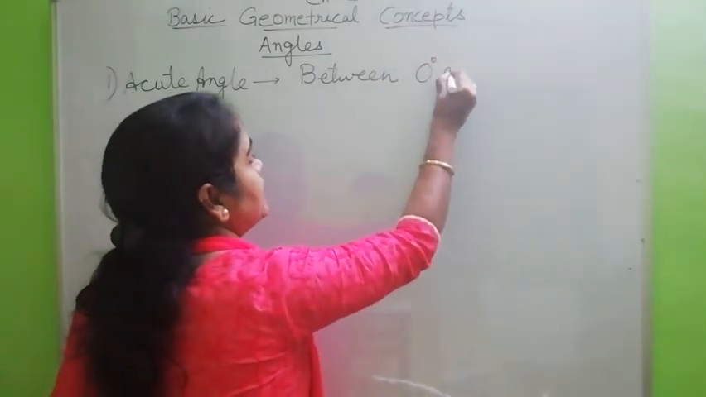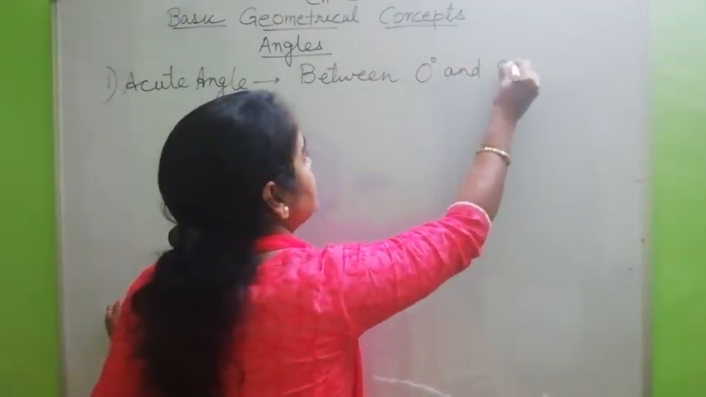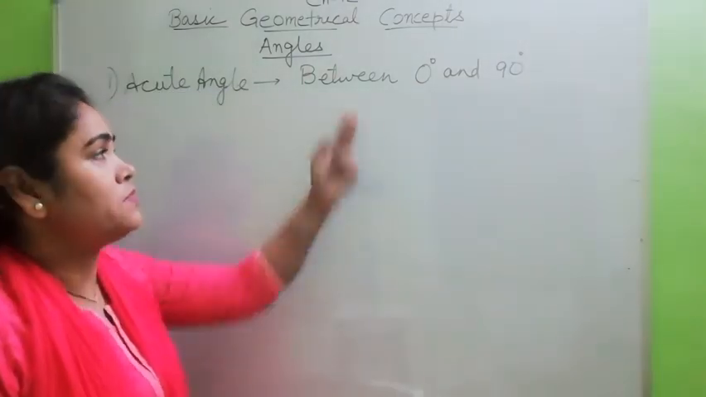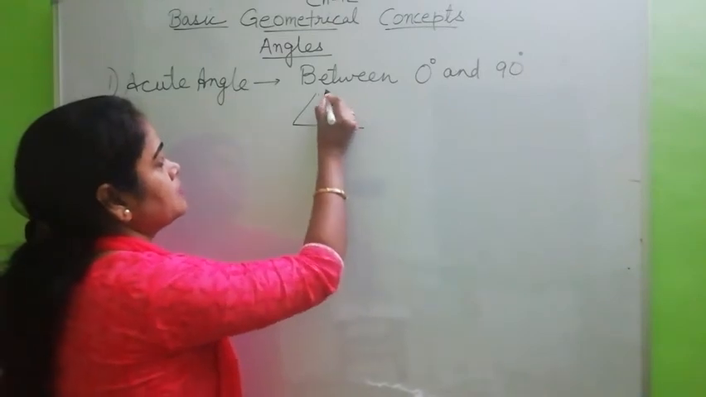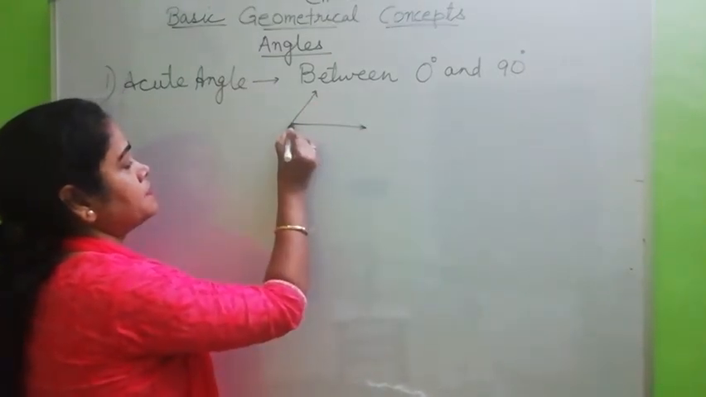Between 0 degree and 90 degree. The value of the angle is between 0 degree and 90 degree. And I am showing you one picture. See, I have made this angle.